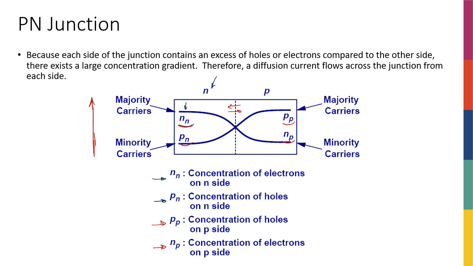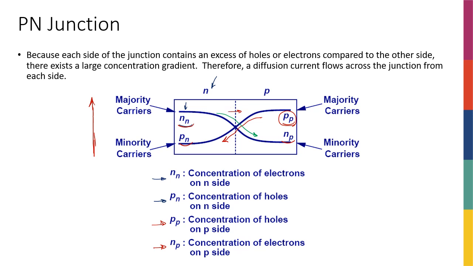I know from diffusion current that when there's a big gradient in the concentration level of a certain charge carrier, like holes in this case, there's going to be a lot of holes moving from the p-type to the n-type. Similarly, I'm going to have a lot of electrons moving from the n-type side to the p-type.